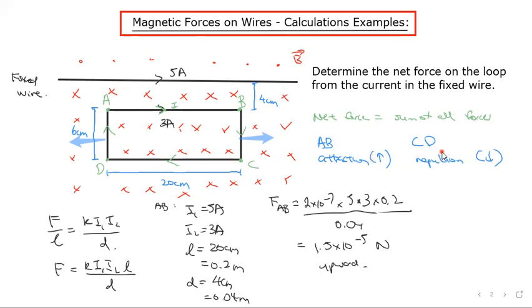Now, we can do the same thing with CD. It will still get the same I1, I2, L, except for CD, we're going to get a different D, I should say, because it's going to be 4 centimeters plus 6 centimeters, which is 10 centimeters, which of course is going to be 0.1 meters. That gives us an answer of 6 times 10 to the negative 6, downward.